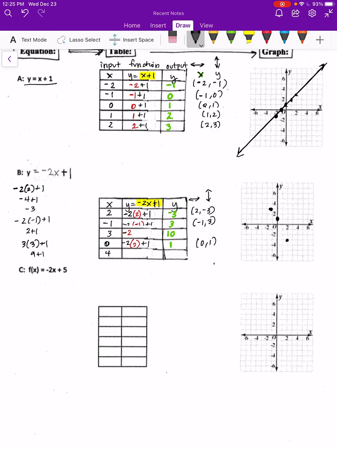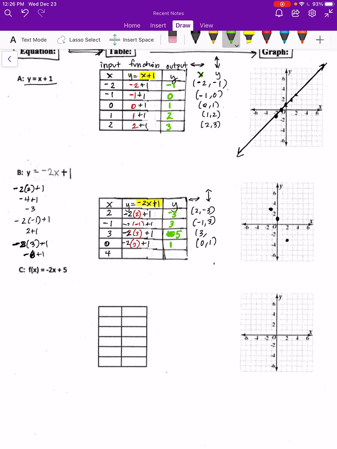Whoops, jeez. -2 times 3. Let's rewind. Plus 1. So -2 times 3, which is -6. -6 plus 1 is -5. So this should actually be -5. So my new point would be 3, -5.